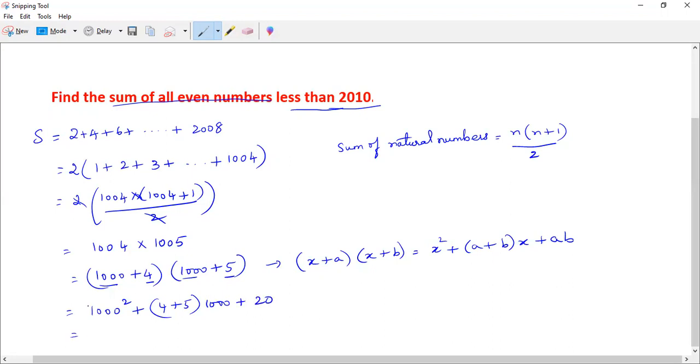So 1000 square, 1000 the whole square: I have 3 zeros here, so 1, 2, 3, 4, 5, 6. Then 4 plus 5 is, sorry, 9, so 9000, plus 20. When I add all these, I'll get 10 lakhs, 9000 and 20. This will be the final result.